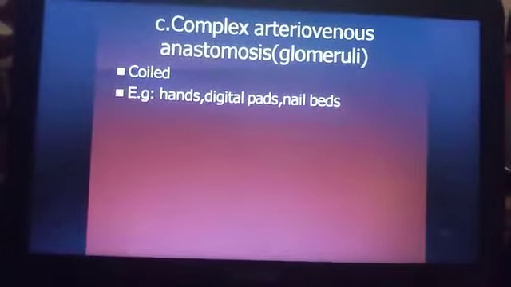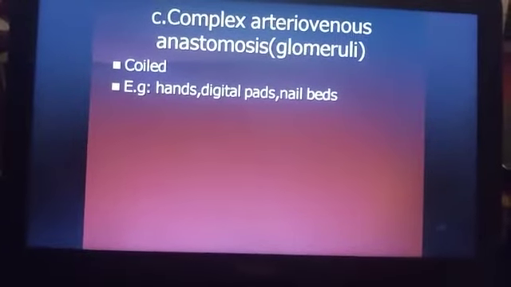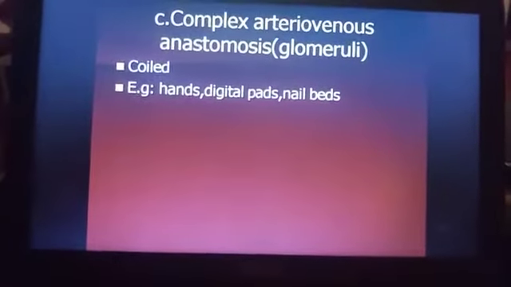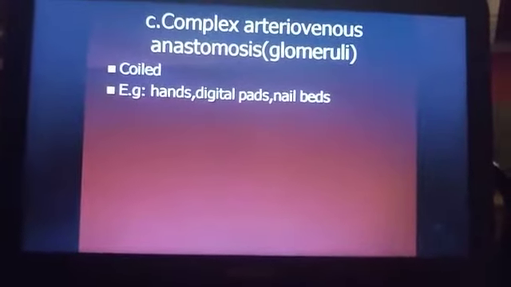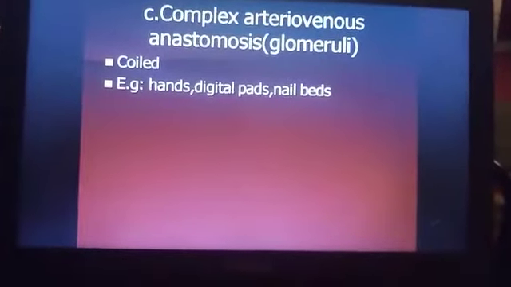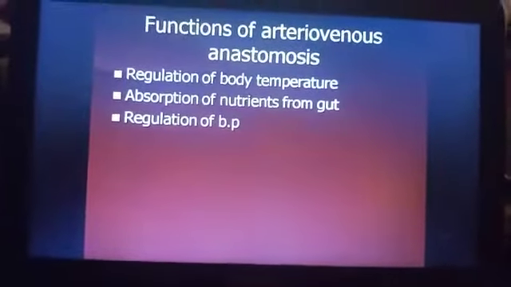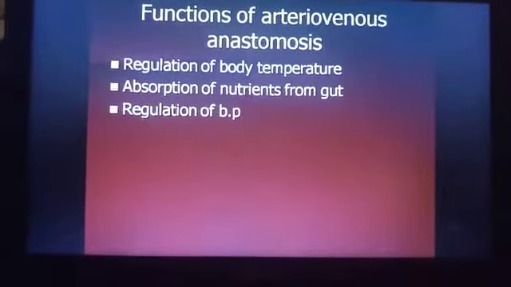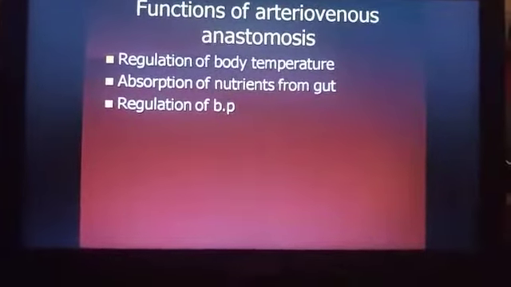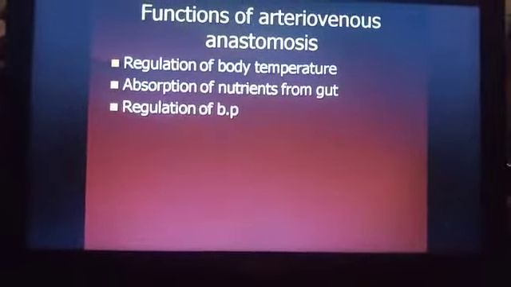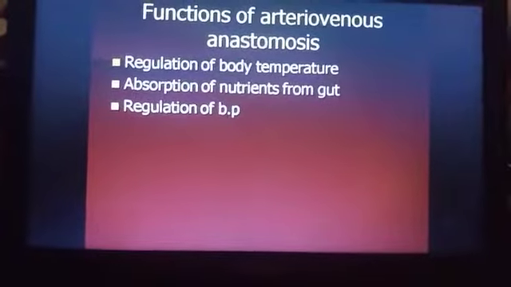Then we have the complex arteriovenous anastomosis, where there is the glomeruli, which is a bunch of coiled vessels, and the examples would be hands, digital pads, and nail beds. Then what are the functions of the arteriovenous anastomosis? They have a role in the regulation of body temperature, absorption of nutrients from the gut, and regulation of blood pressure.